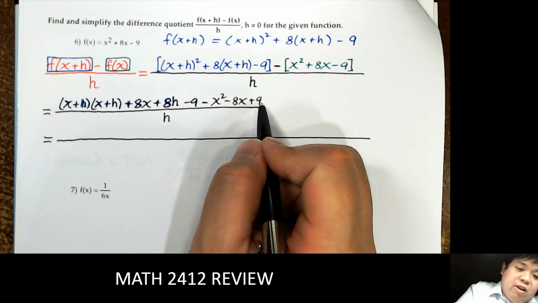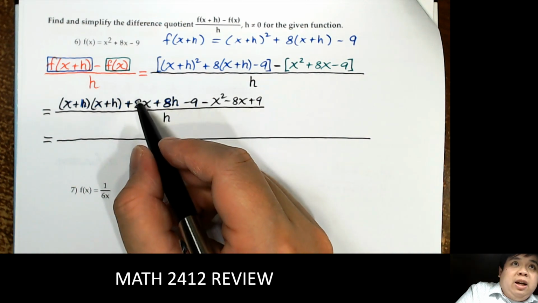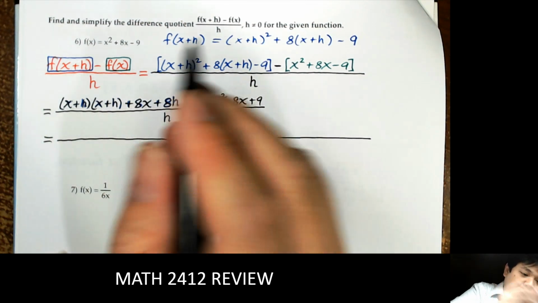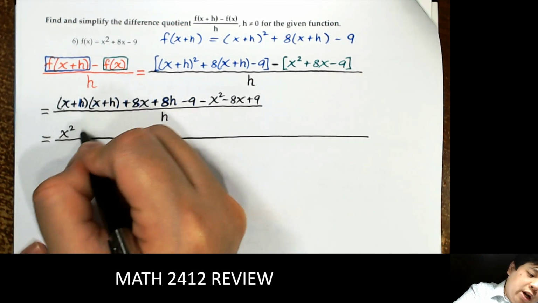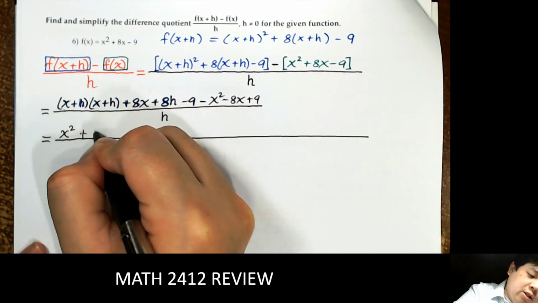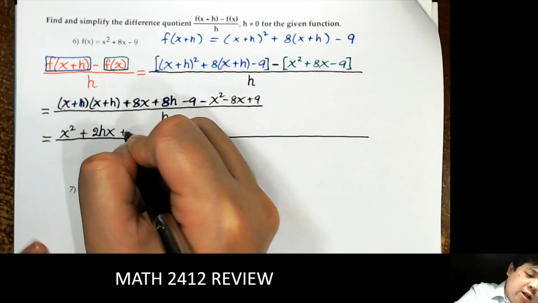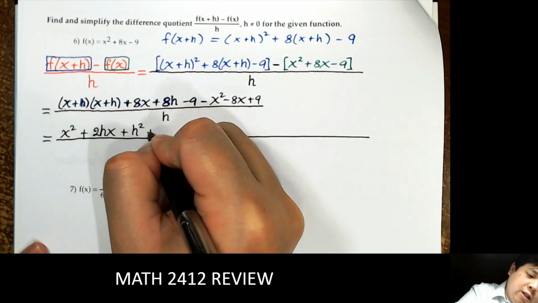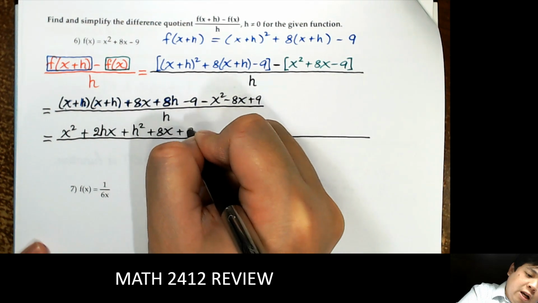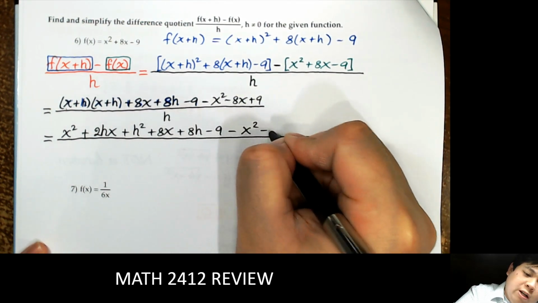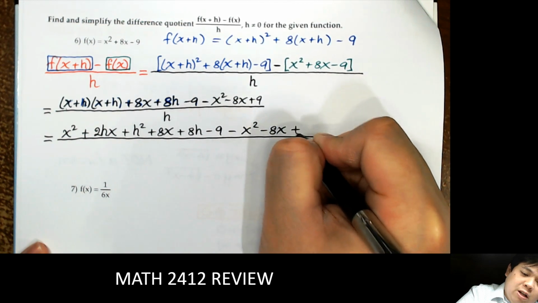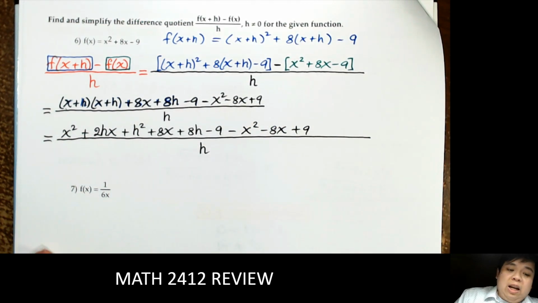We can see that negative 9 and 9 cancel out, and ax minus ax, but let's just keep it. So we have x squared, hx and another hx, so that's 2hx, and then h squared, ah, minus 9, minus x squared, minus ax, plus 9, over h. Now we simplify.